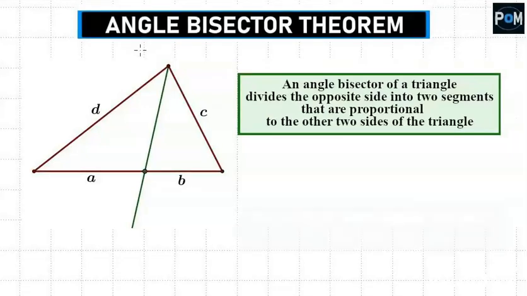In this episode, we'll talk about the angle bisector theorem in a triangle. This theorem states that the angle bisector of a triangle divides the opposite side into two segments that are proportional to the two other sides of the triangle.